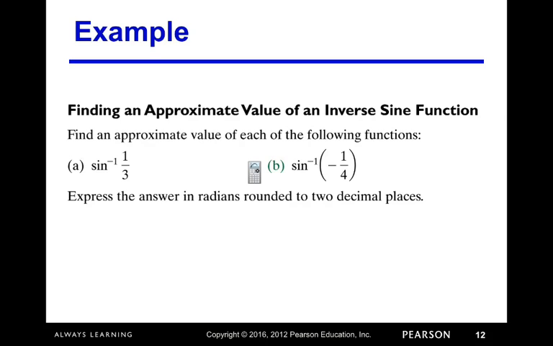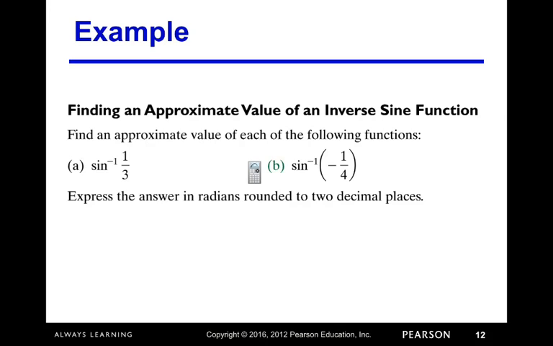Alright, find the approximate value of an inverse sine function. Now these we'll do on a calculator. These are the ones that don't have the typical pi over 6, pi over 4, pi over 3, or quadrantal values. So in your calculator, express the angles in radians rounded to 2 decimal places. For the first one, you do second sine, parentheses, 1 divided by 3, close your parentheses, and enter.